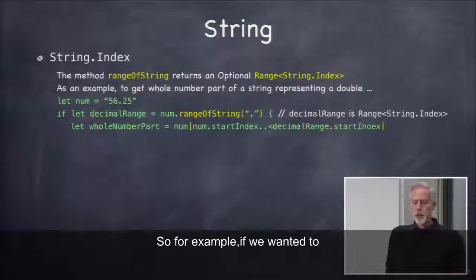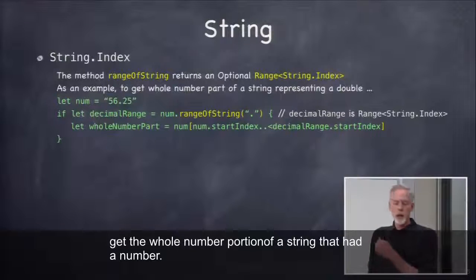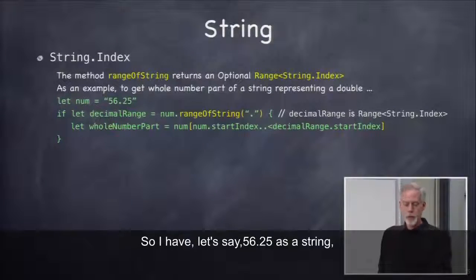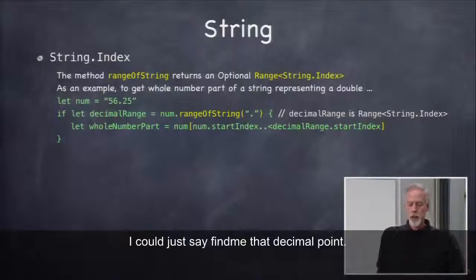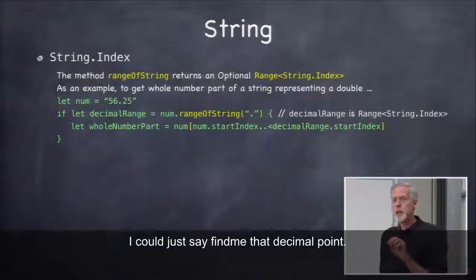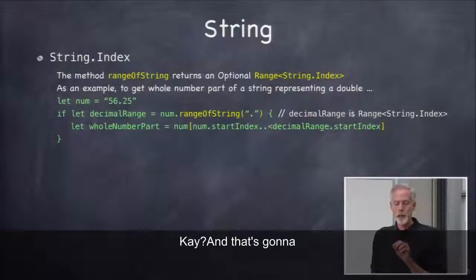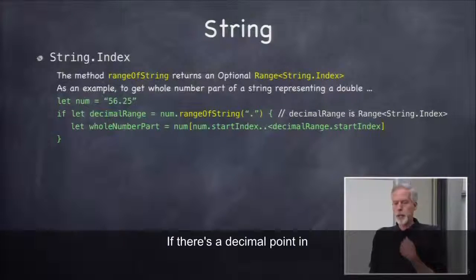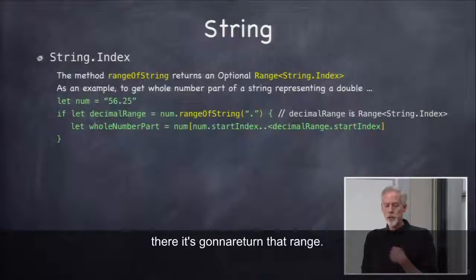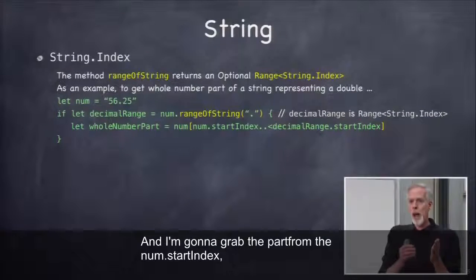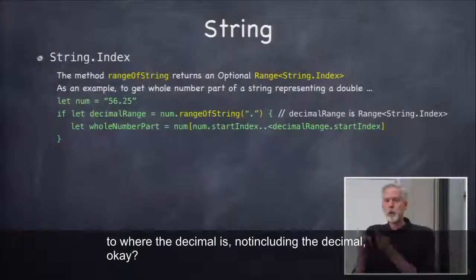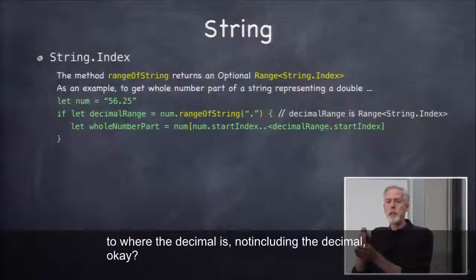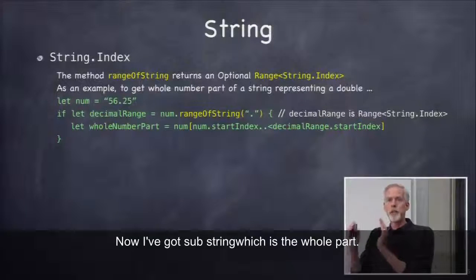So for example, if we wanted to get the whole number portion of a string that had a number, let's say 56.25 as a string, I want to get the whole number part. I could just say find me that decimal point, and that's going to return a range if it can find it, if there's a decimal point in there. And I'm going to grab the part from the num's start index, the num is the number, all the way to where the decimal is, not including the decimal. Now I got the substring, which is the whole part.